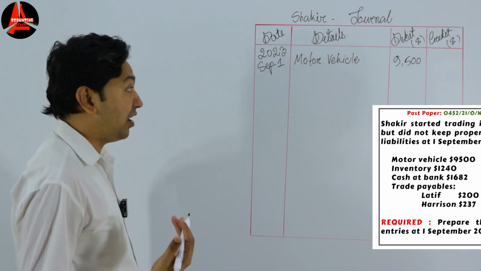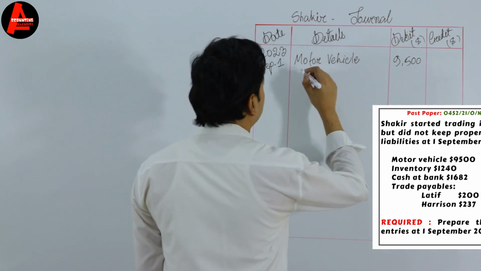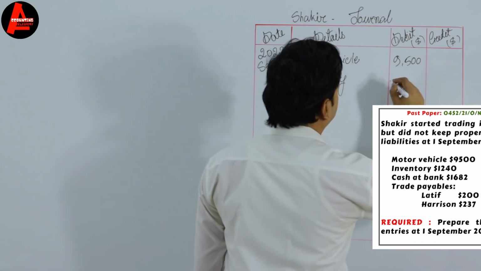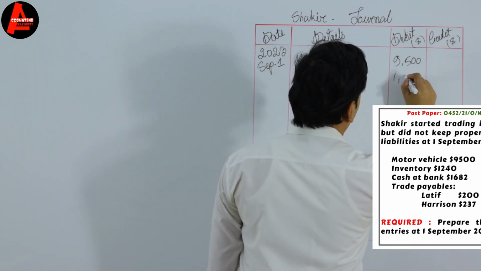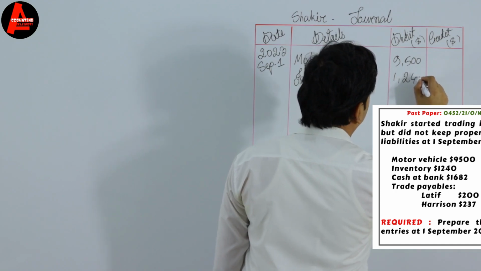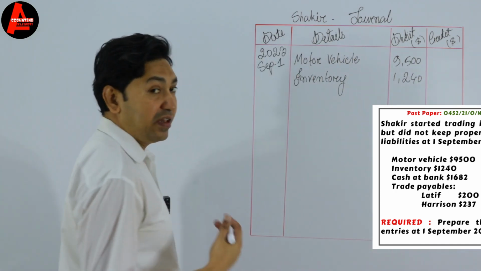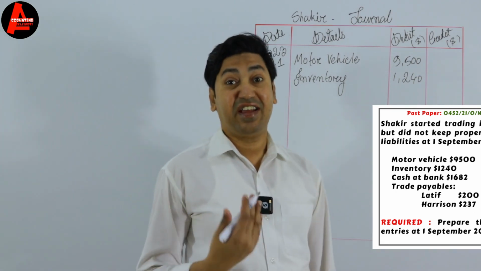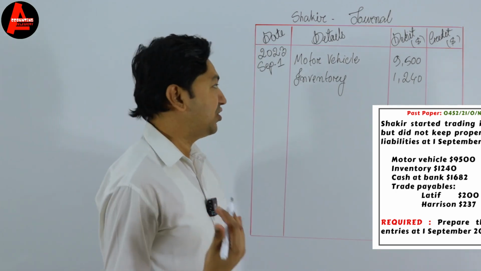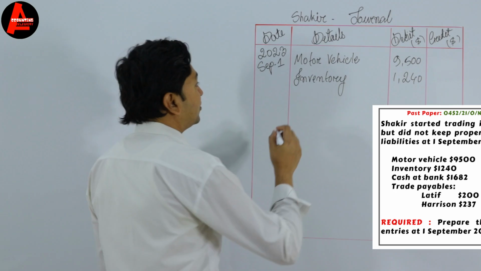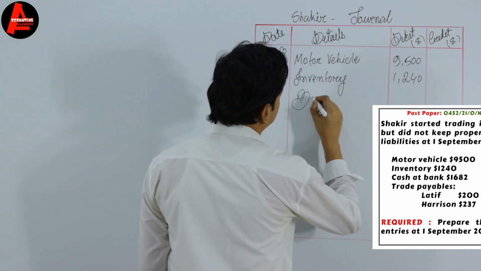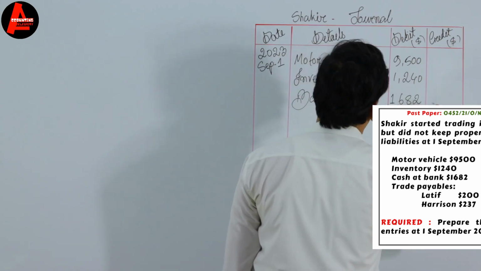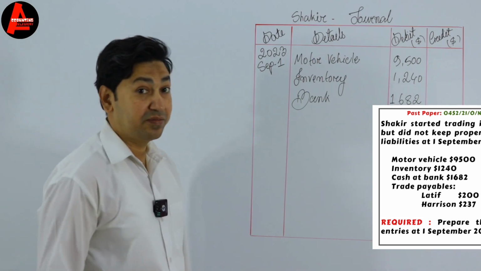Then here we have inventory. Inventory is also an asset. So inventory will also be debited. On the debit column we will write the amount $1,240. Then here we have bank. On the question the bank balance is also an asset. It is a current asset. So the asset will be debited here. Let us write here bank. It is $1,682.